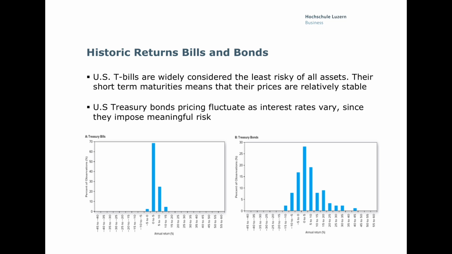Long-term US Treasury bonds are also certain to be repaid, but the prices of these bonds fluctuate as interest rates vary, so they impose meaningful risk. Comparing the two graphs confirms that Treasury bonds have greater volatility compared to T-bills. Compared to T-bonds, the distribution of T-bill returns is far more concentrated in the middle of the distribution with far fewer outliers.